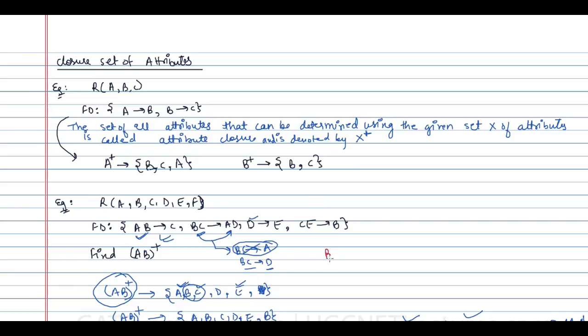Now instead of AB, let us try to find what are the different closures we can find. If we do BC closure, then what will happen? With the help of BC, I can determine BC itself. Now you can take this example. With the help of BC, I can determine A and D. A and D is not here, so I can write AD. With the help of D, I can determine E. Now we have C and E. With the help of C, I can determine B, but B is already there.